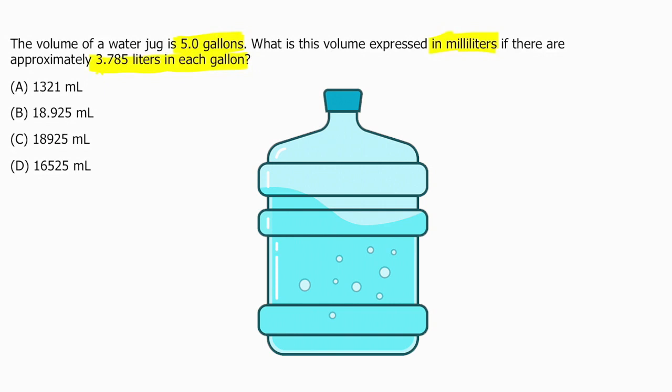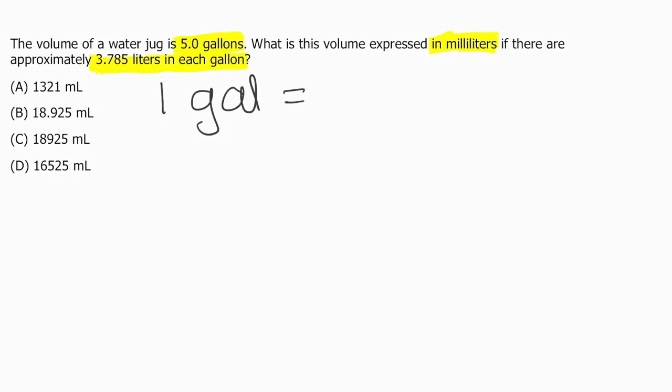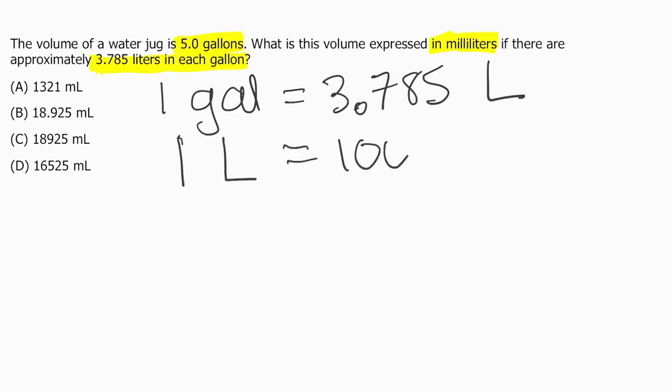So let's write out our conversion factors so that we know what we're working with. The problem tells us that 1 gallon is 3.785 liters, and we should know that 1 liter is equal to 1,000 milliliters. So with those two conversion factors handy, we can now solve this problem.